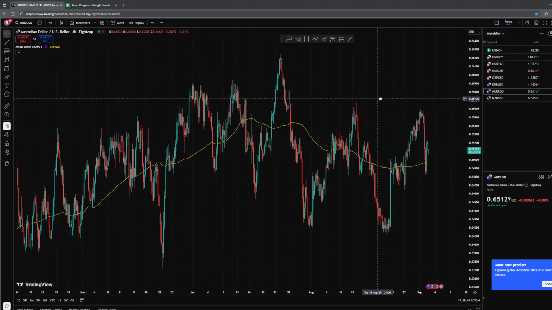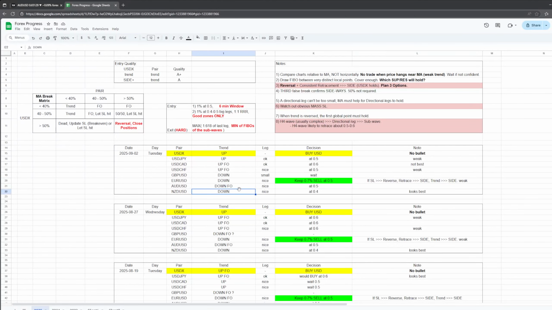So let's write it down. So Aussie market is doing the sideways action. That's why we're not gonna trade Aussie.